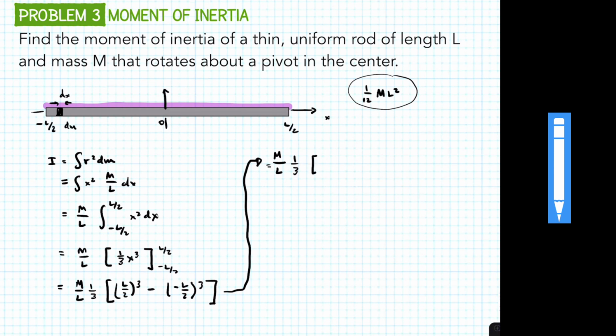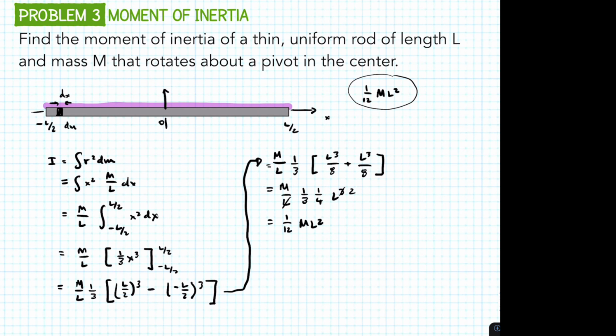This is going to be L cubed over 8 minus negative, so plus L cubed over 8, right? So we end up with m over L 1/3 times 1/4 L cubed, okay? So this gives us 1/12. We get rid of one of these L's, so that's mL squared. And that's what we were expecting to get, hopefully.